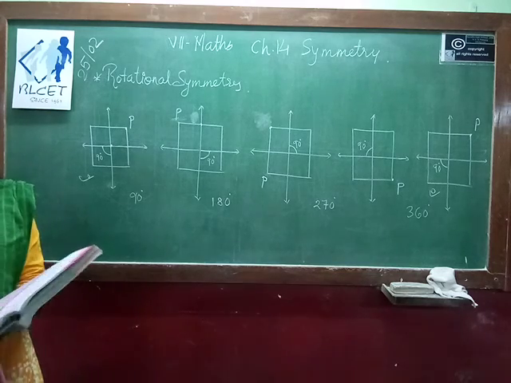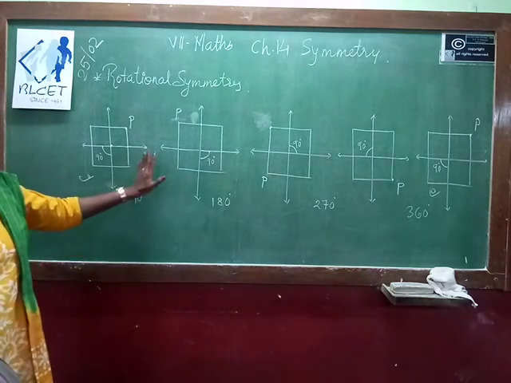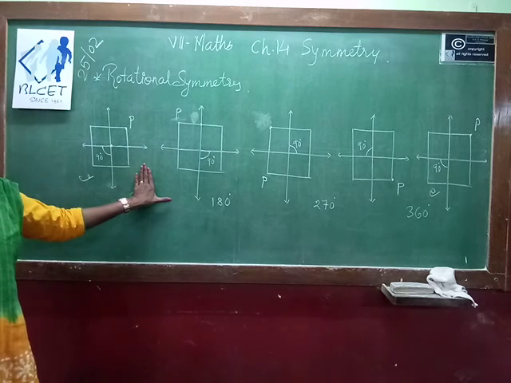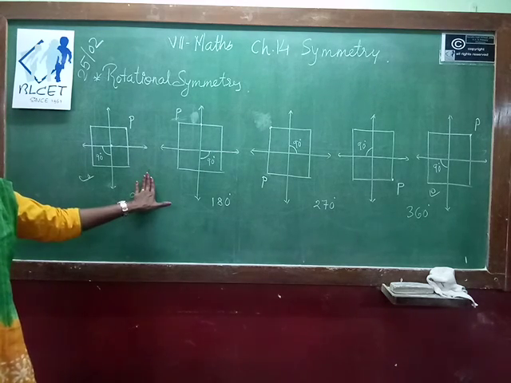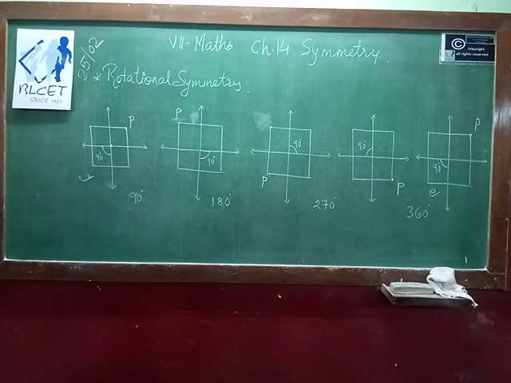So the angle of rotation is 90 degrees, and after 4 rotations you are getting the same position of the object, which means you can say the rotational symmetry is of order 4. So this is all about rotational symmetry.